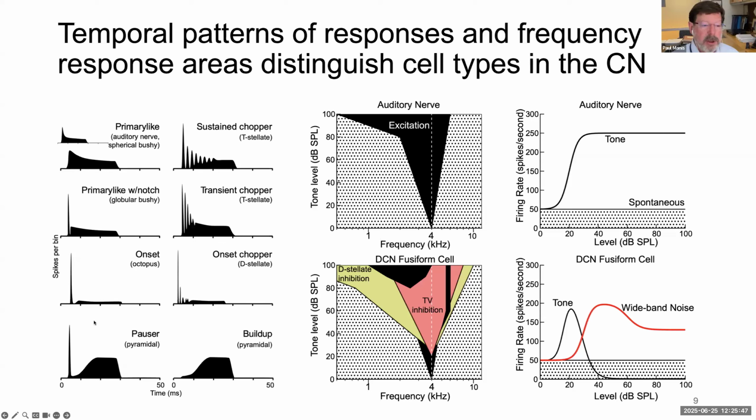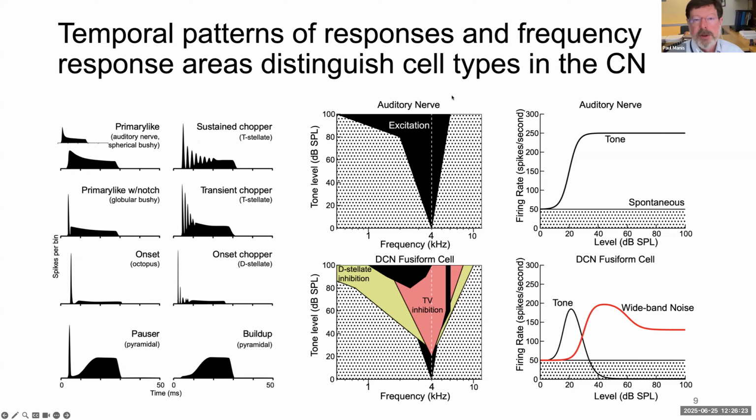In the dorsal cochlear nucleus, we get 2 additional classes that were originally described by the group at Mass Eye and Ear, Nelson Kiang, Don Godfrey, Russ Pfeiffer. These are the pauser response, which shows an onset of the tone burst, an early high synchronous firing, followed by a pause in the response before a resumption of firing, and a buildup response, which is the same as the pauser, it just lacks this onset response. And these cells also show chopper type responses.